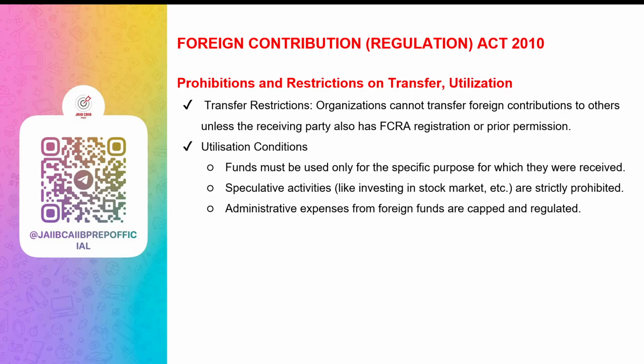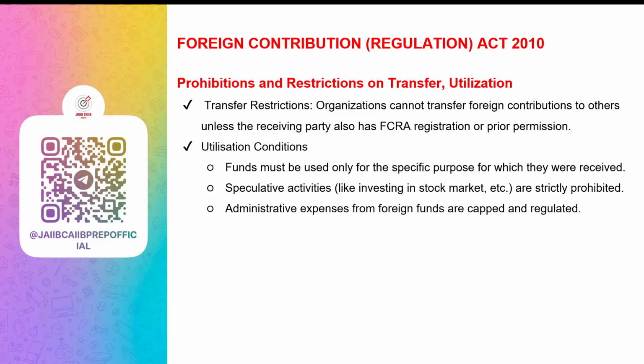The FCRA lays down rules for using the foreign contributions. So, if the money was received to build a school, you cannot use it to buy office furniture. So you have to use it only for the purpose for which it was received. And no speculative activities allowed.